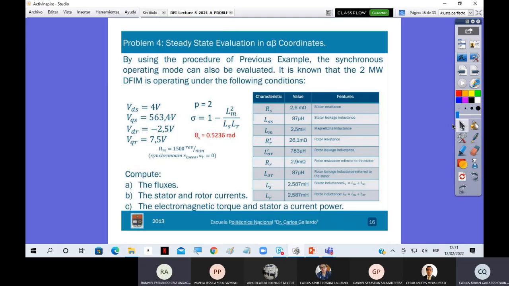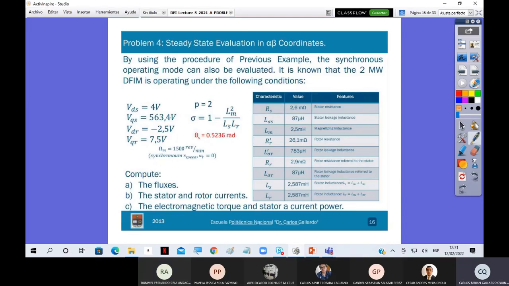Problem 4. Steady state evaluation in alpha beta coordinates by using the procedure of the previous example. The synchronous operating mode can also be evaluated. It is known that the 2 megawatt FIM is operated under the following conditions. Compute A, the fluxes, B, the stator and rotor currents, C, the electromagnetic torque, and stator current power.